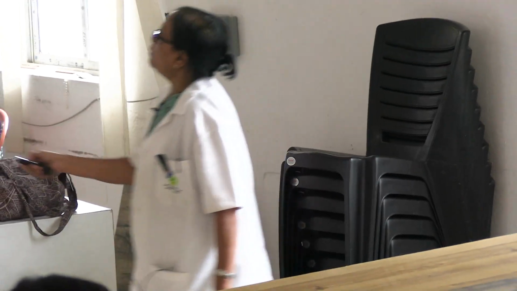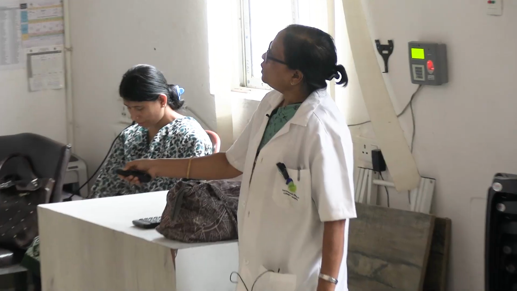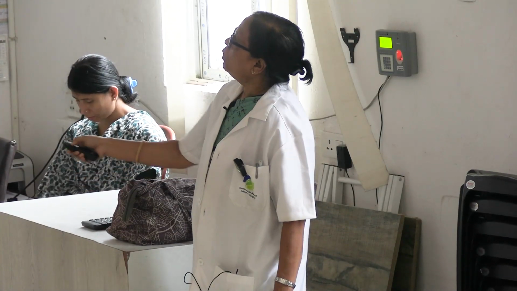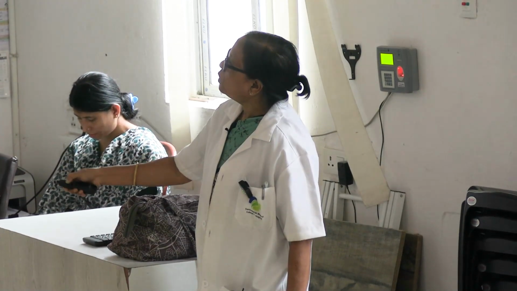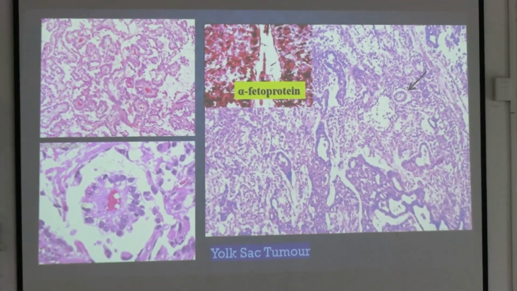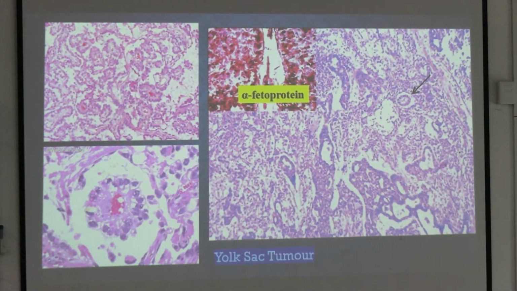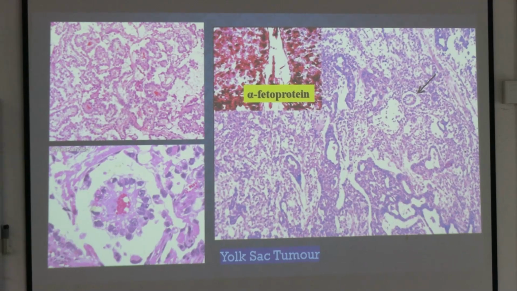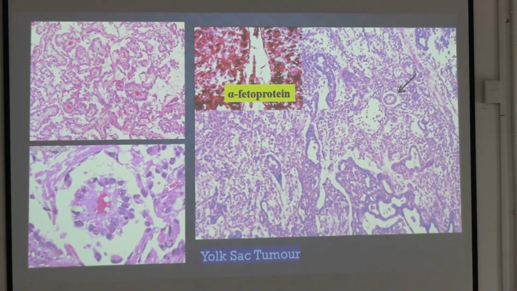Next, this is the alpha-fetoprotein positive yolk sac tumor, and this is the Schiller-Duval body. You can see this papillary structure, the Schiller-Duval body with the vessels, and it is positive for alpha-fetoprotein. The yolk sac tumor is positive for alpha-fetoprotein, and so is hepatocellular carcinoma.